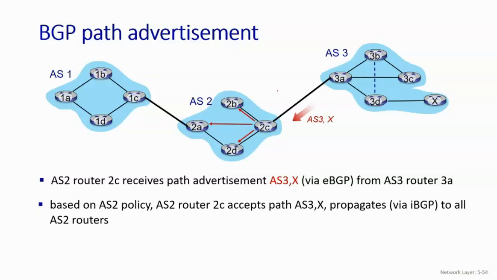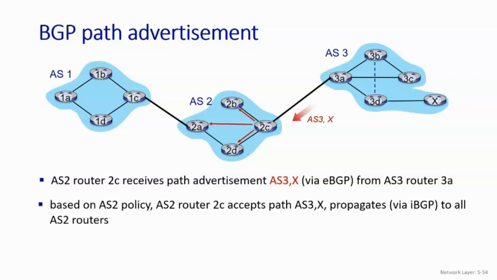Okay. So if the policy of AS2 denies the routing through this autonomous system AS3, then it won't accept this advertisement. So from the BGP protocol point of view, the policy is a very important factor. So what is the policy here?